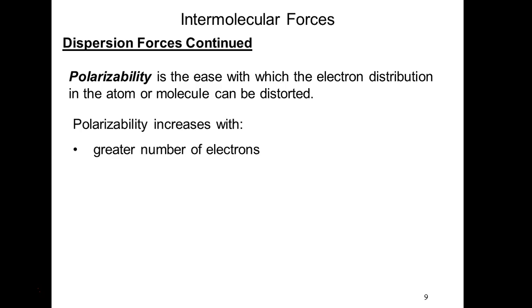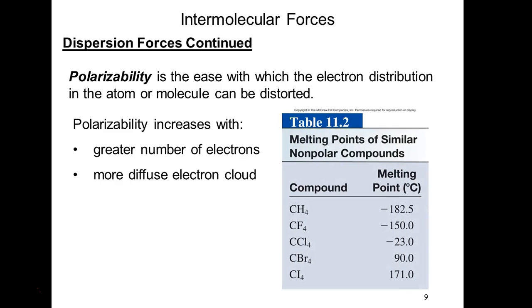Now, among dispersion forces, that ability to form that dipole increases when you increase the number of electrons and you have a more diffuse electron cloud. It's more spread out and there's a greater number of electrons. You can see in these compounds here, they're all tetrahedrons and they're all nonpolar. And their melting points change.